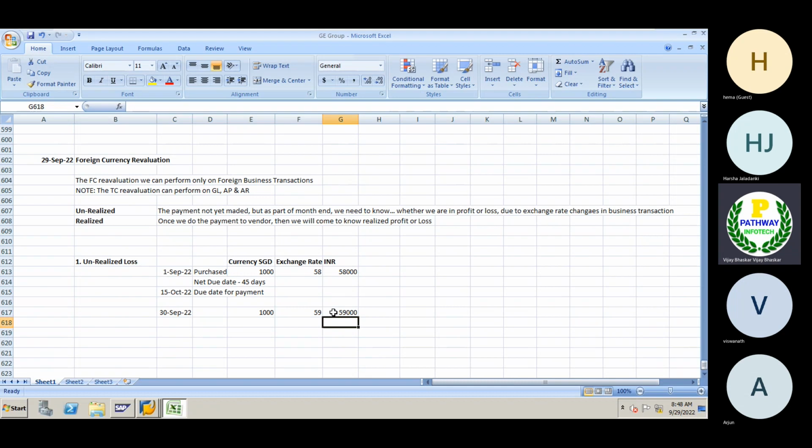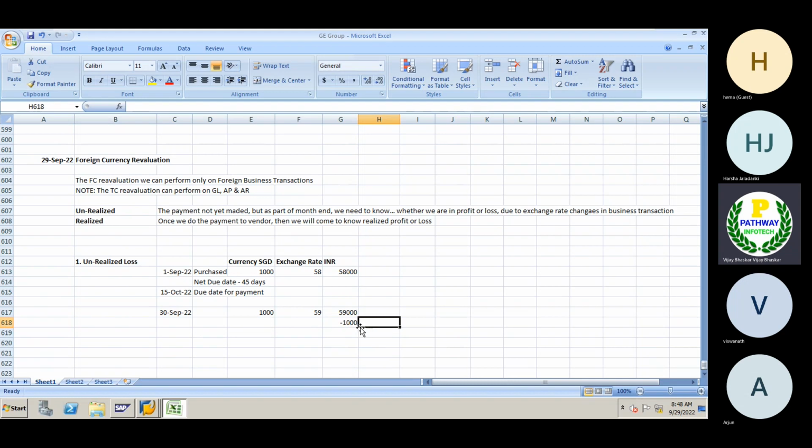Now, as part of exchange rate fluctuations, we could see 59,000 rupees, but when we purchased, at that point of time we only had 58,000. Now it is 59,000. Purchase value minus month end exchange rate means 1,000 rupees is the loss for us. Because the exchange rate has gone up, we have to bear this loss.